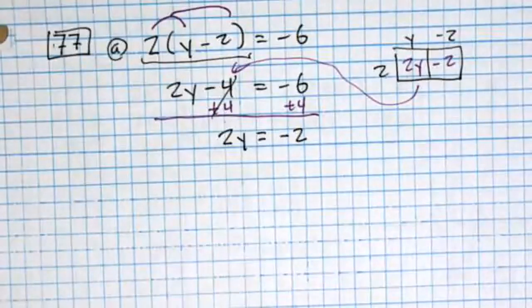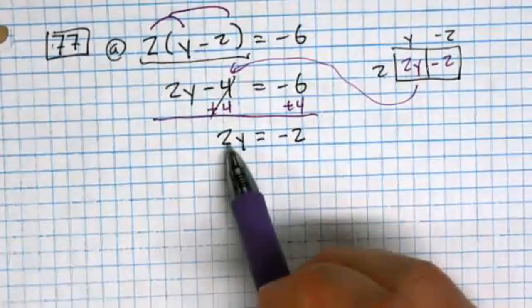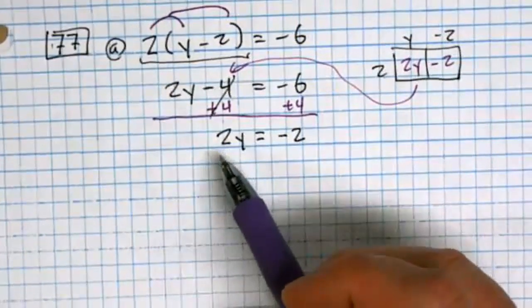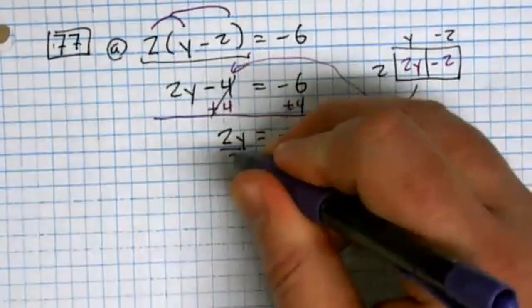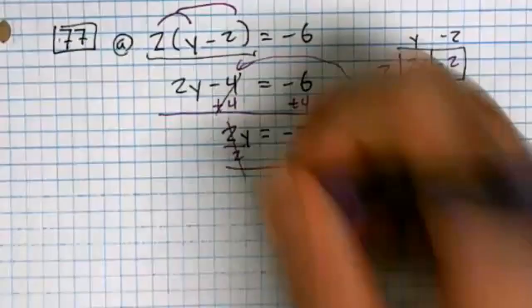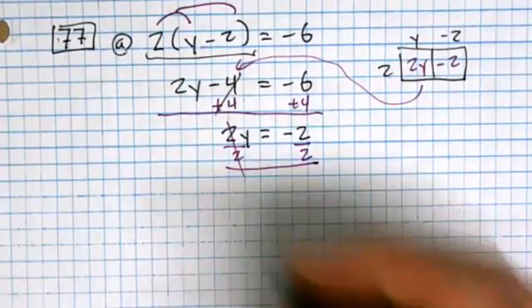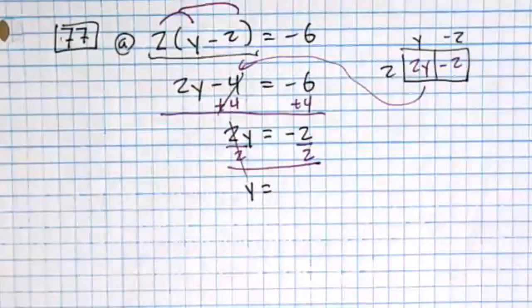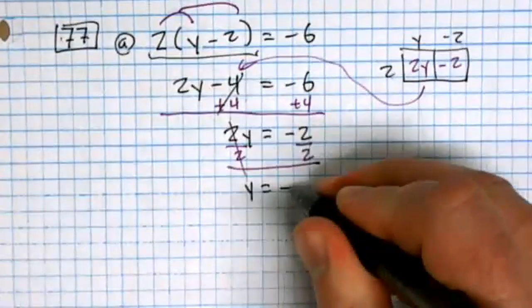All right, one more step. How are we going to get that y by itself? How do we get rid of this 2? It's multiplying by the y. Divide by 2 on both sides. Divide by 2 on both sides of the equal sign. 2's cancel out. Y equals negative 2 divided by 2 is negative 1.